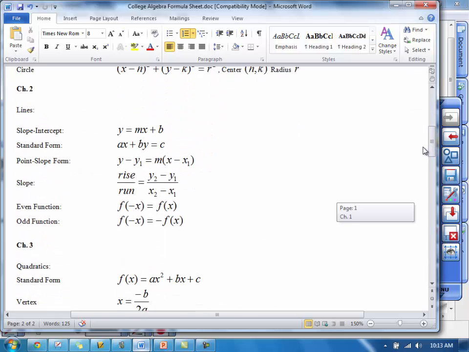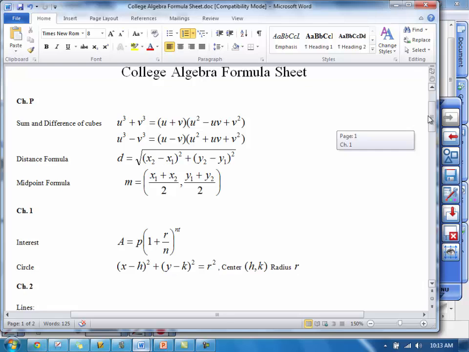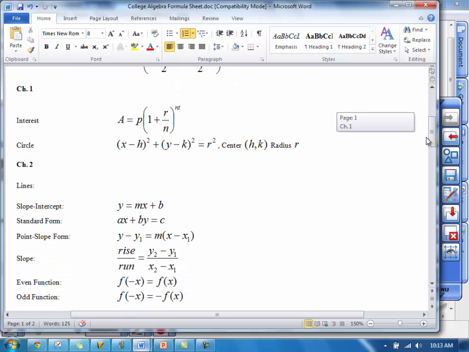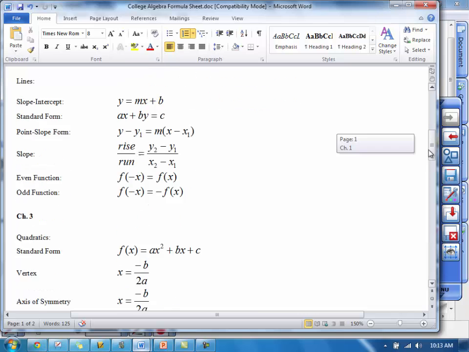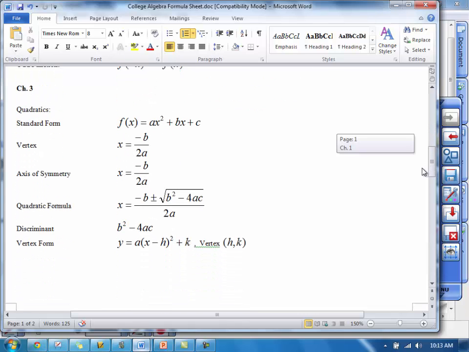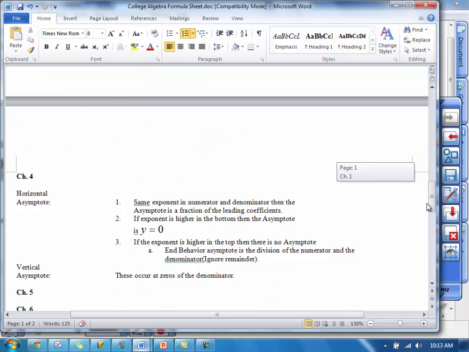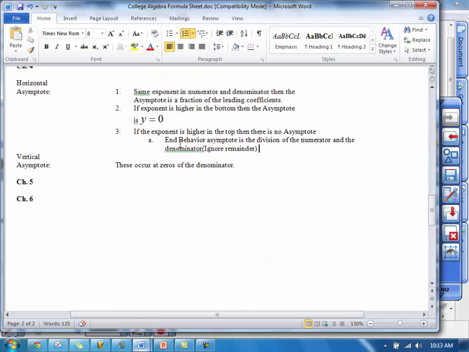1 note card for lines. I don't know, 1 note card for the sum and difference of cubes. 1 note card for the distance and midpoint formula. 1 note card for the equation of a circle. And there's not that much stuff to remember. 1 note card for parabola stuff. And then 1 note card for horizontal and vertical asymptotes.